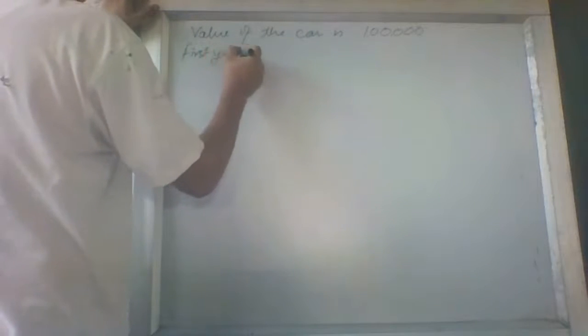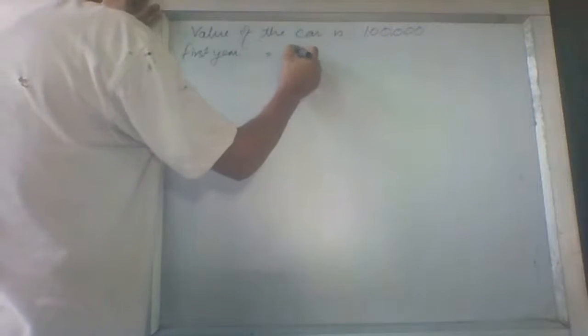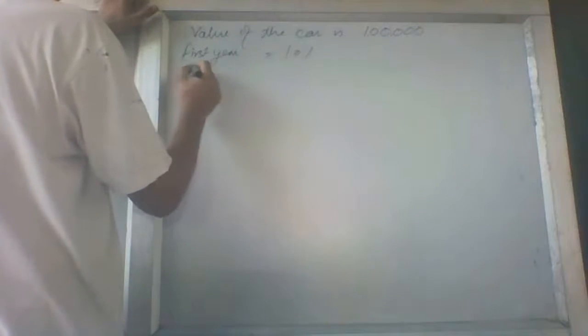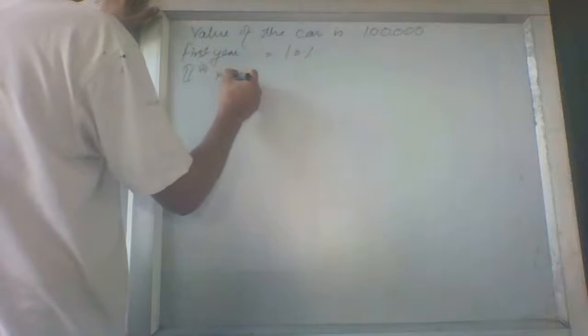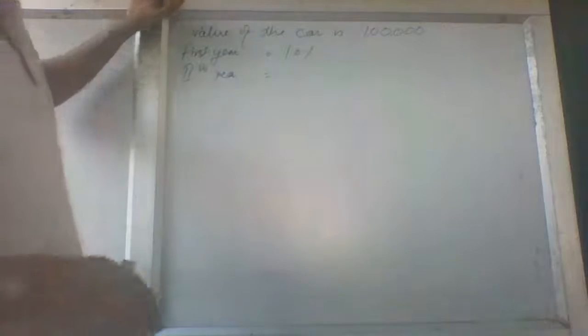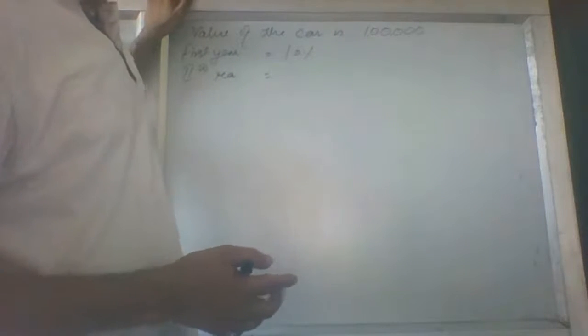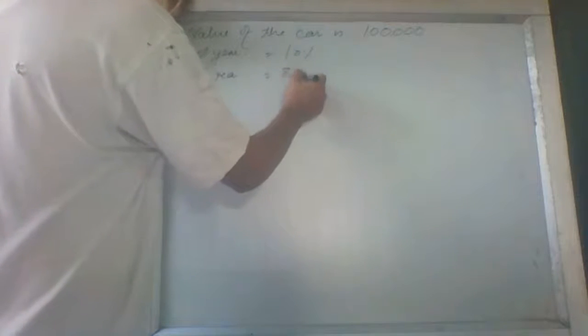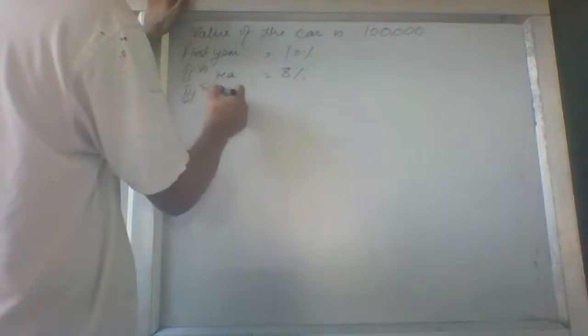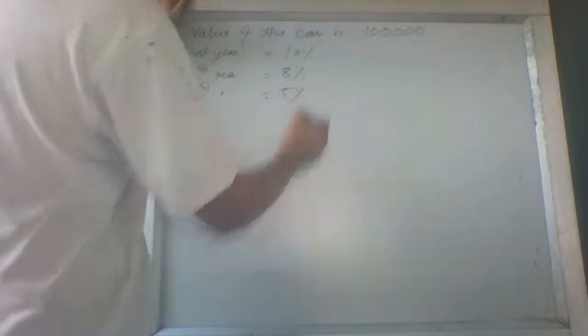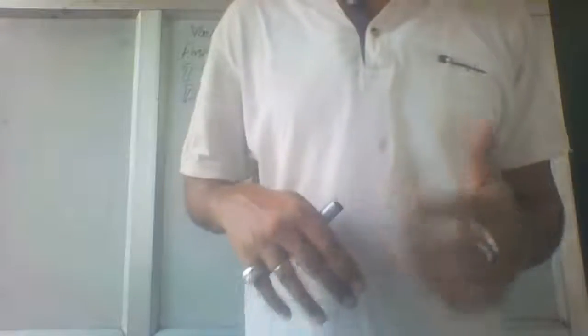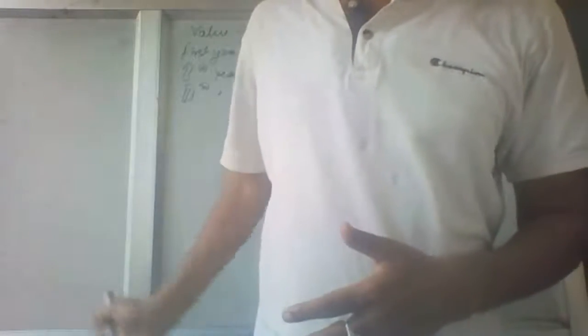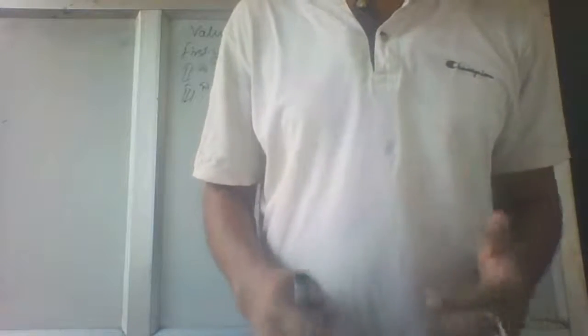First year, depreciating by 10%. Second year, depreciating by 8%. Third year, depreciating by 5%. Everywhere it is depreciating, but according to this, what will be the depreciated value after 3 years?